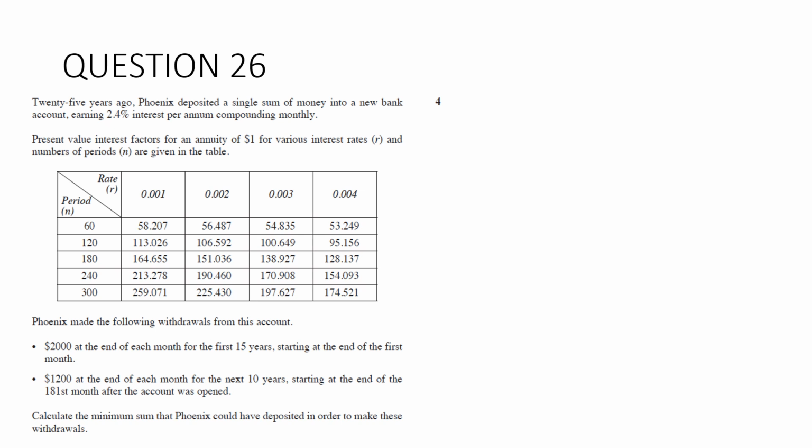Question 26. 25 years ago, Phoenix deposited a single sum of money into a new bank account earning 2.4% interest per annum compounded monthly. So again, R is going to be 2.4% divided by 12, which is 0.2% per month. Present value interest factors for an annuity of $1 for various interest rates and numbers of periods n are given in the table. And we're going to want this one, aren't we?